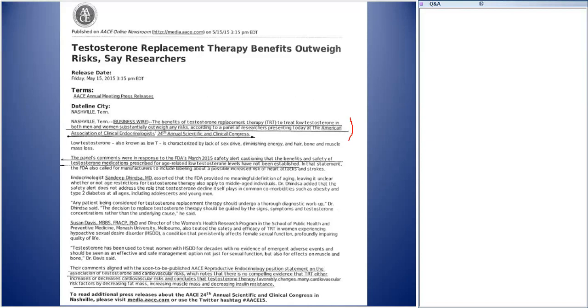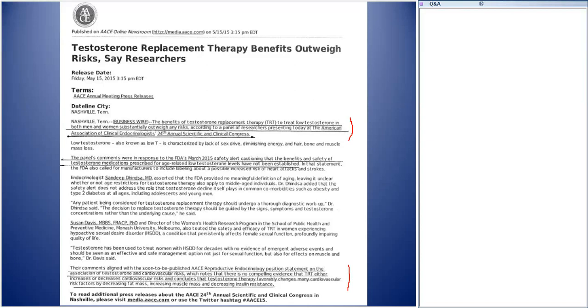Anyway, the panel comments were in response to the FDA's safety alert cautioning that the benefits and safety of testosterone medications prescribed for age-related low testosterone levels have not been established. The comments, unfortunately, are aligned with the soon-to-be-published AACE reproductive statement on the association of testosterone and cardiac events, which they would have studied this, would publish this earlier as opposed to later.